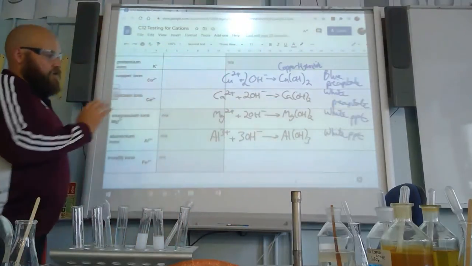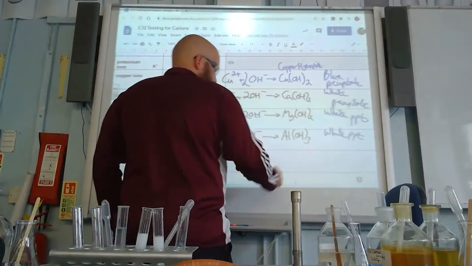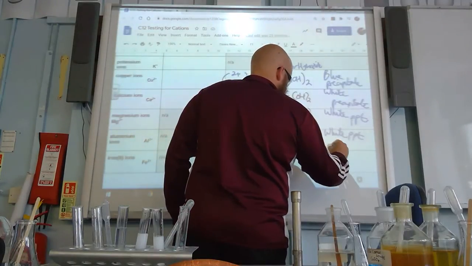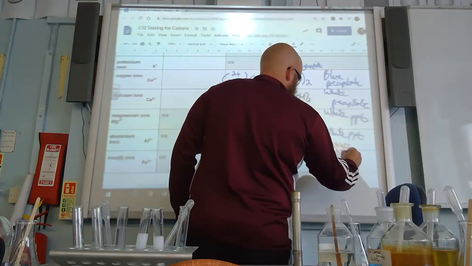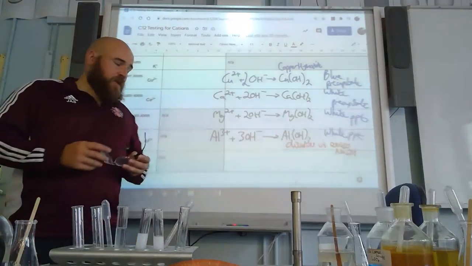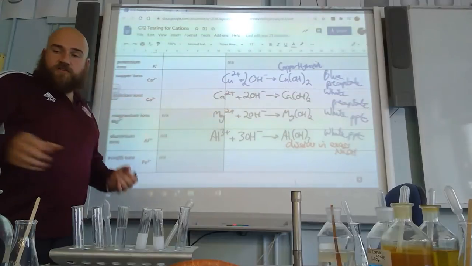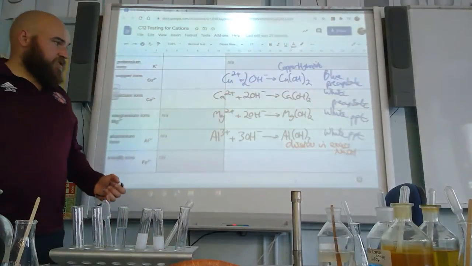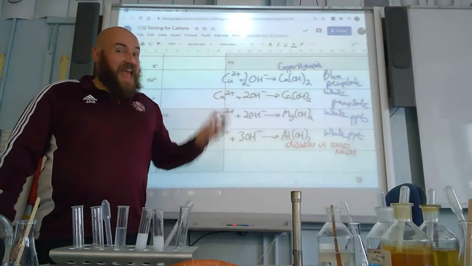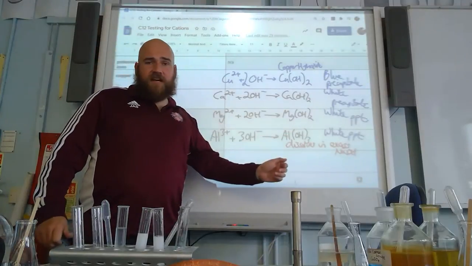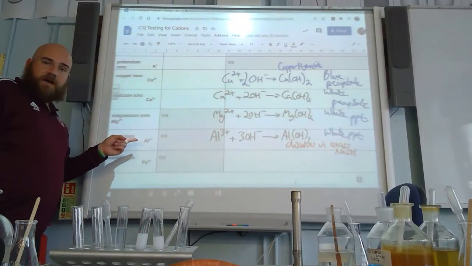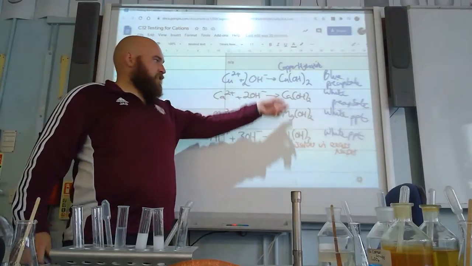But obviously, to make sure we know to differentiate between them, I'm going to write underneath this one, dissolves in excess sodium hydroxide. Okay, so by adding an excess of sodium hydroxide, I will know it's aluminium. So if I were to take a sample of this bottle, add a little bit of sodium hydroxide, and I've got a white precipitate, I know it could be one of these three. If I add an excess of sodium hydroxide and the precipitate dissolves, I know that working all the way back, there was aluminium ions present. If it doesn't dissolve, it could be one of those two.